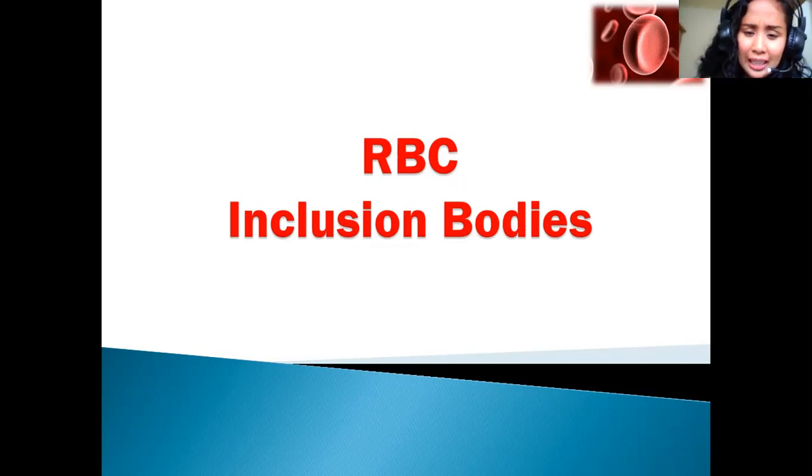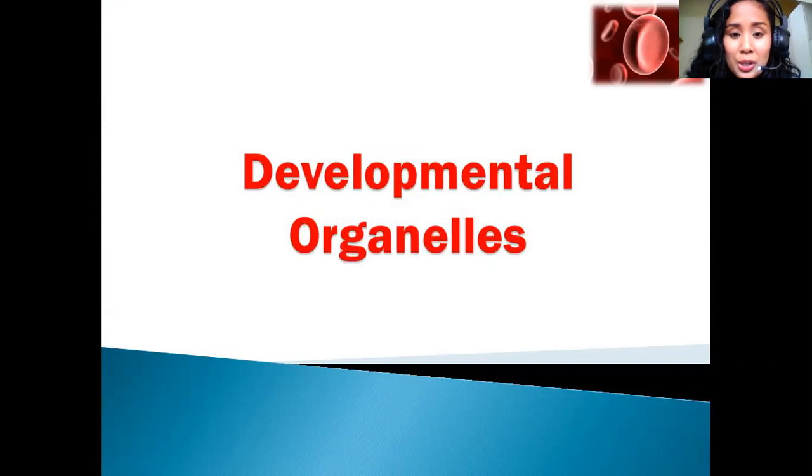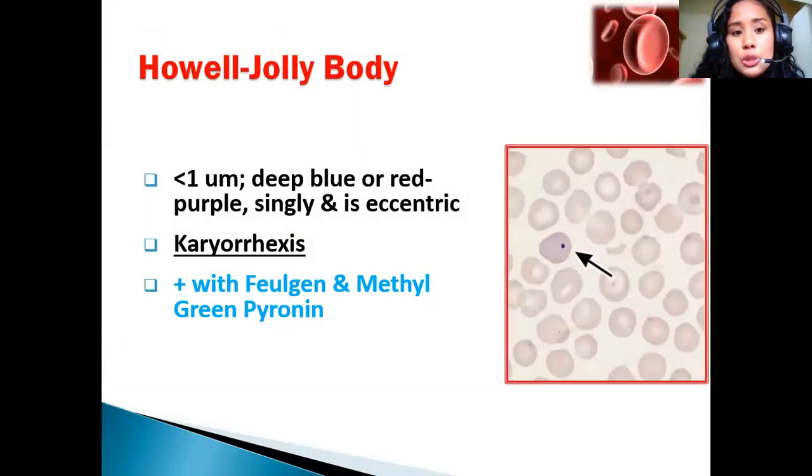So these are your developmental organelles. This happens upon abnormal development, so abnormal erythropoiesis. Tingnan nga natin. So first one is your Howell-Jolly body. Notice, guys, ang cute. Parang may dimple, blue na dimple yung Howell-Jolly body.